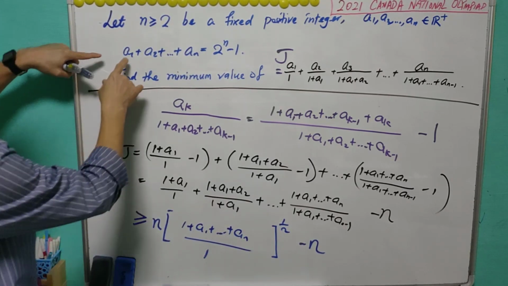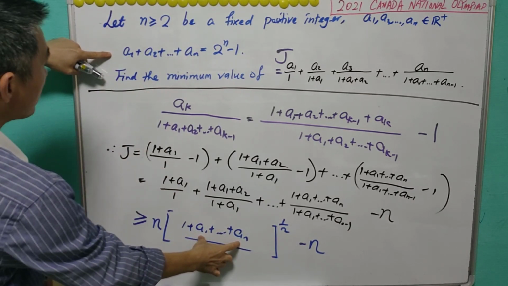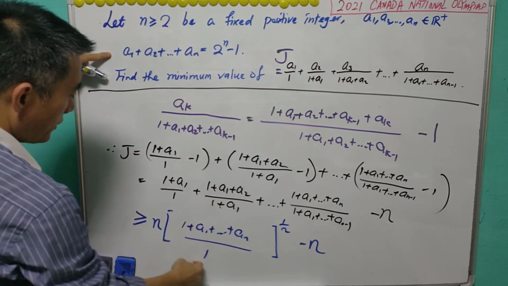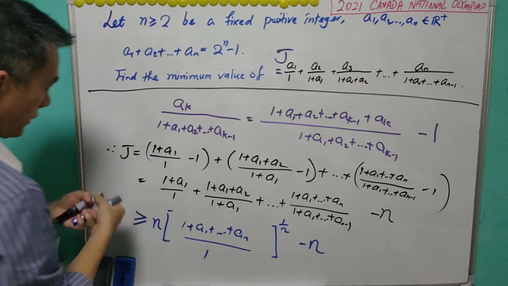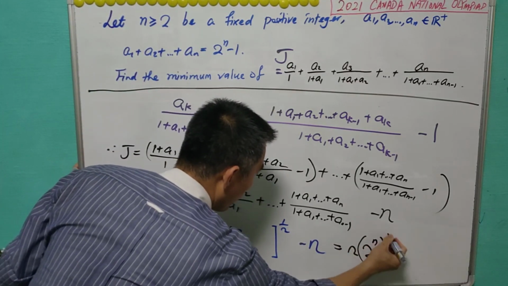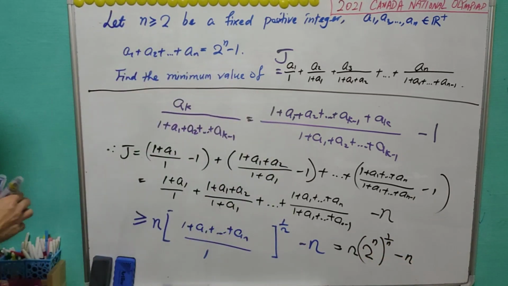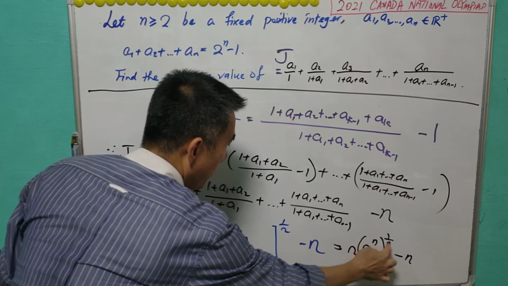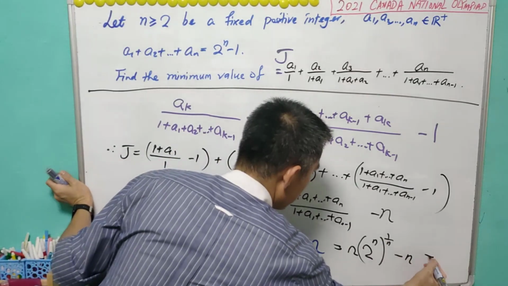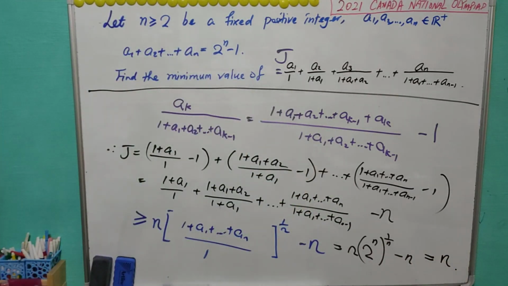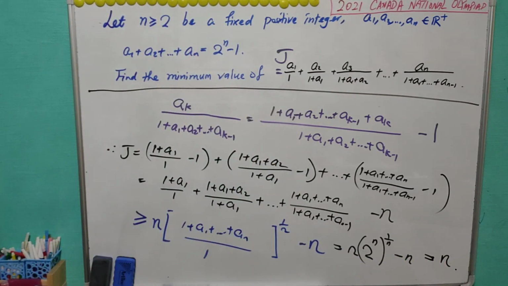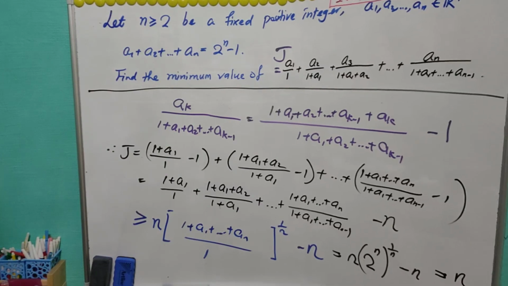Now we already know that the sum of a1 until an is equal to 2 to the power n minus 1. So here this will be equal to 2 to the power n. So this is equal to n times 2 to the power n, to the power of 1 over n. And 2 to the power n to the power 1 over n will cancel off. It means that this is 2n minus n, and this is equal to n. So this means that J will be at least equal to n. But we need to check whether the equality holds.